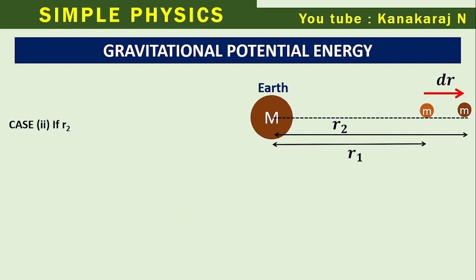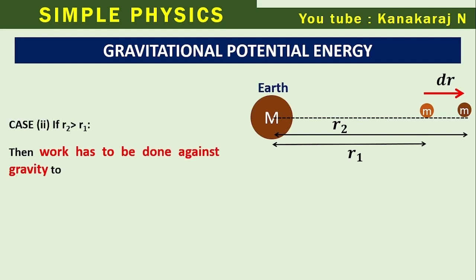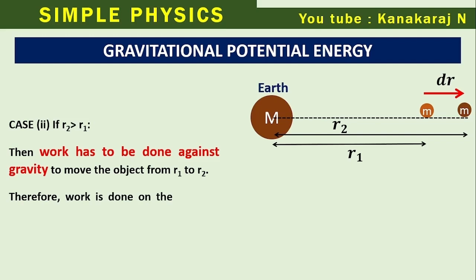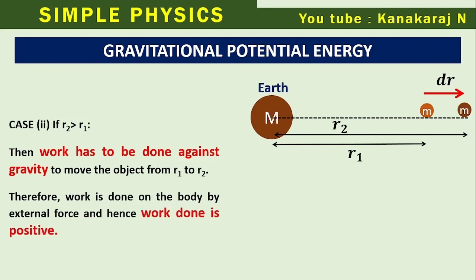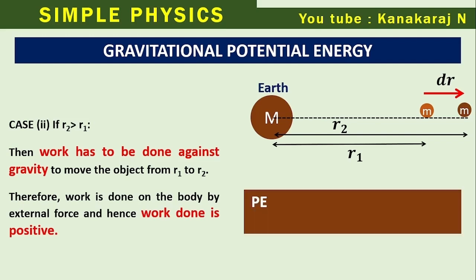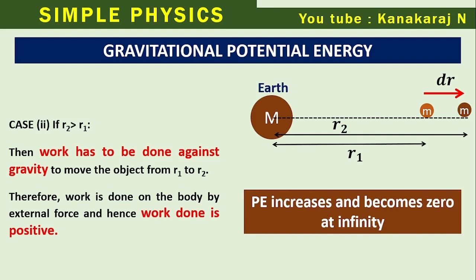On the other hand, case 2. If r2 is greater than r1, then work has to be done against gravity to move the object from r1 to r2. Therefore, work is done on the body by the external force, and hence work done is positive. Potential energy increases and becomes zero at infinity.